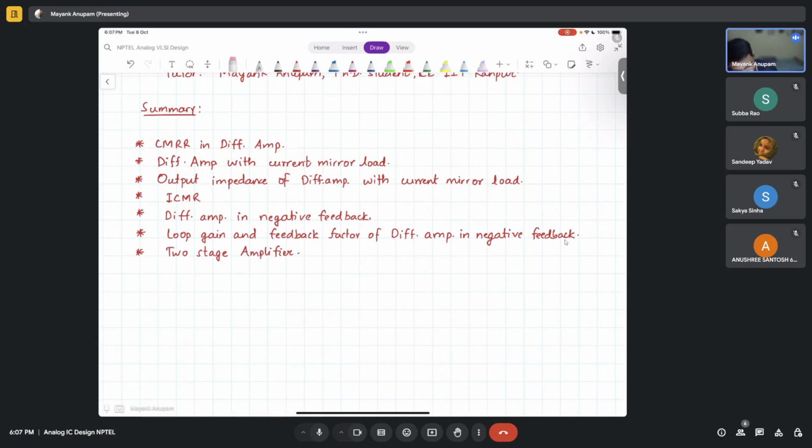We tried to quantify the common mode rejection ratio using some equations. We found out how much common mode rejection ratio we can expect in the differential amplifier which we have learnt about. We saw the key parameters which affect the common mode rejection ratio in the differential amplifier.